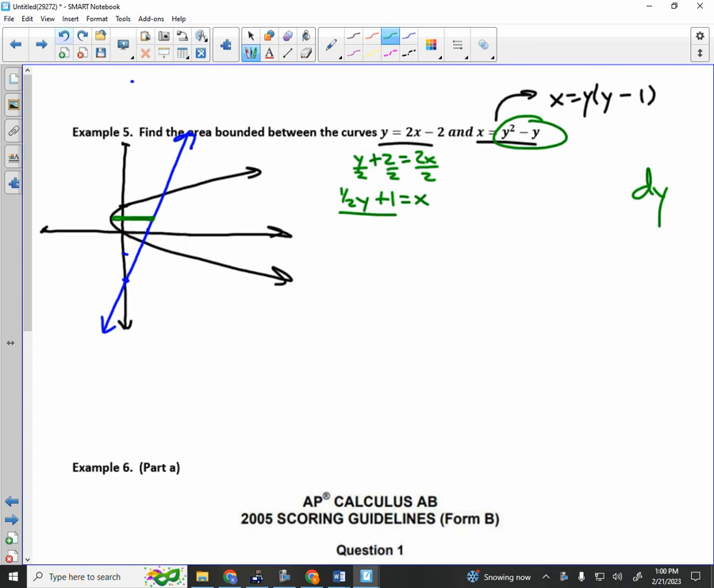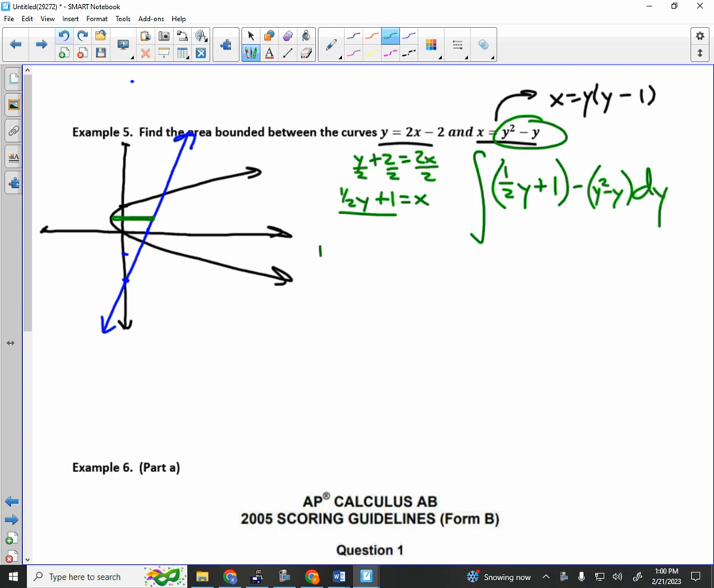The line. So I have 1/2 y plus 1 minus what's on the left? Y squared minus y. That's the area of one rectangle, but I don't want one rectangle, I want all of them, so slap on the integral. And now I need to come up with my bounds. How do we produce bounds? We set them equal to each other, yep.